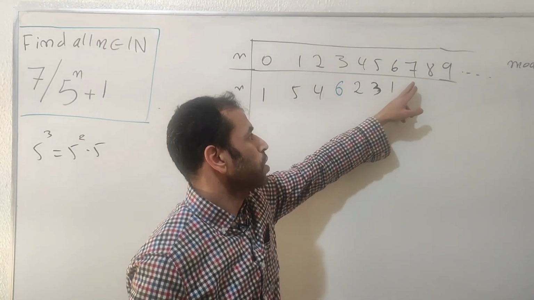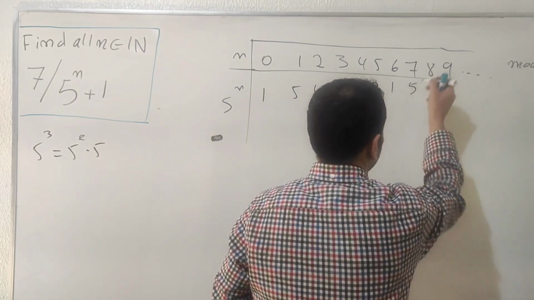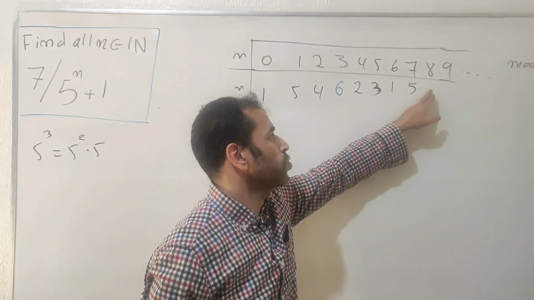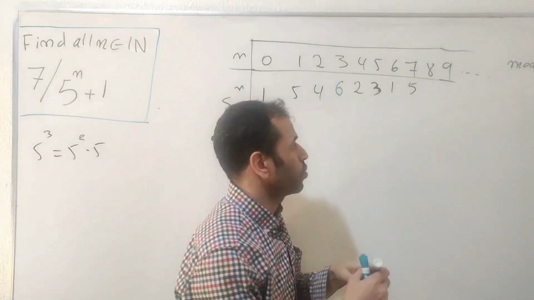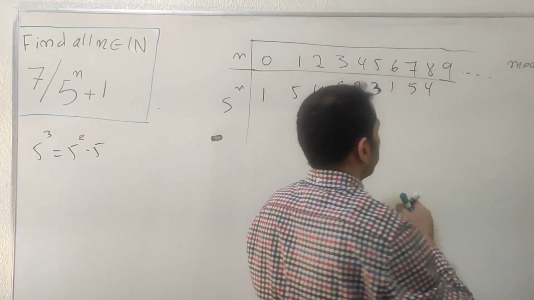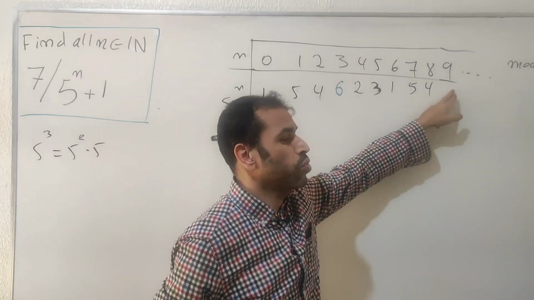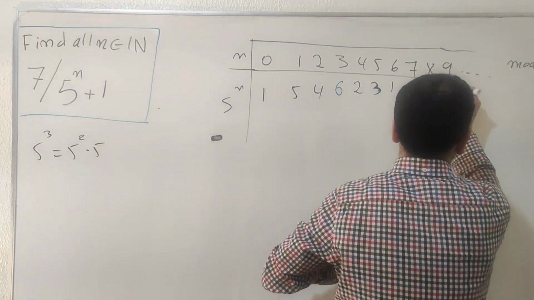For 7, just multiplying 5 by number 1, I get 5. So I get a remainder 5 here. For 8, I will have the same thing: 5 multiplied by 5 is going to give us 25. 25 is 4 more than 21, so I get a remainder 4. For 9, 4 multiplied by 5 is going to give us 20. 20 is 6 more than 14. I get a remainder 6 here.